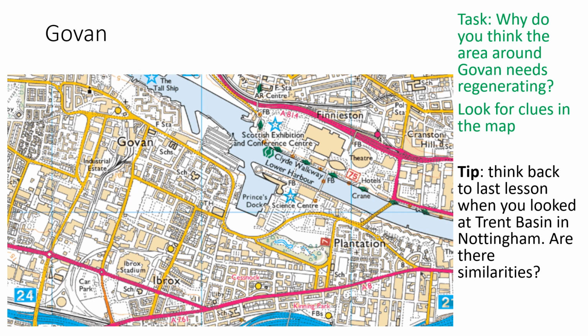Okay, right. You may have noticed that we've got the waterfront there and we've got Prince's Docks. These docks will have existed when that river was in use a long time ago for bringing raw materials into the area and removing the finished products that would have been created in the industrial estate that you can see just below the word Govan to the left hand side, so southwest of that word Govan.